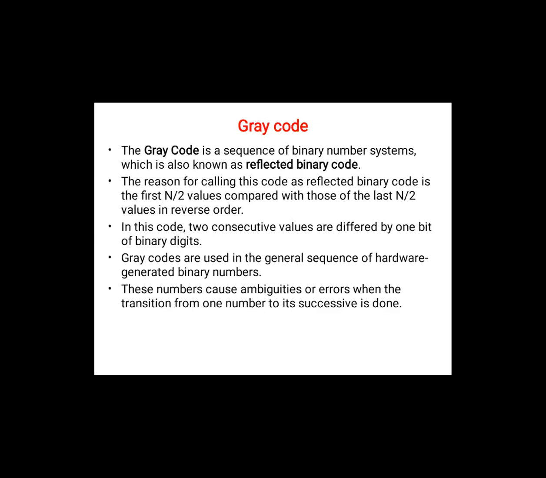So gray code is a sequence of binary number system, which is also known as reflected binary code. Now the reason for calling this code reflected binary code is that the first n by 2 values are compared with those of the last n by 2 values in reverse order.